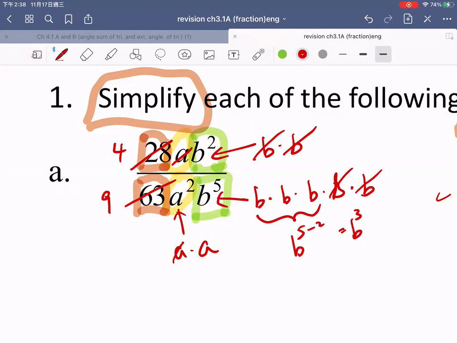Okay. And so the answer here is 4, no more A, no more B, and in the denominator we have 9, A, and B squared. That's it.